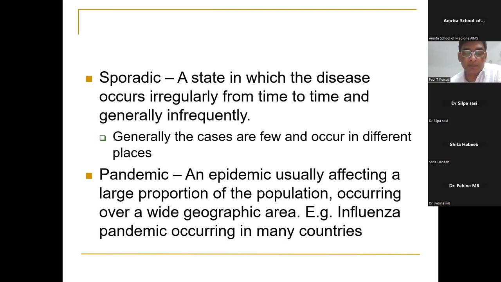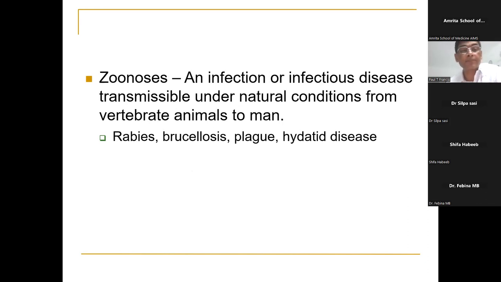Pandemic, of course, I don't have to tell you about pandemic these days. Everybody is well aware of the pandemic. It is an epidemic usually affecting a large proportion of the population, occurring over a wide geographical area, like the corona epidemic which is currently going on. So pandemic is a good example. Influenza used to be the common example earlier, but now we have this corona COVID.